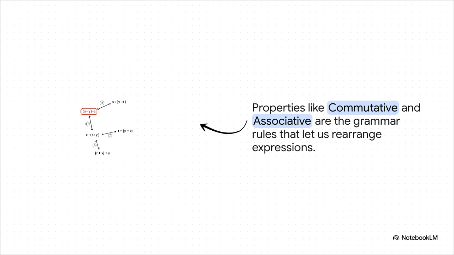The commutative property is super simple. It just says you can add or multiply numbers in any order you want. 2 plus 3 is the exact same as 3 plus 2. Then there's the associative property, which says you can group numbers in any way. So adding 2 plus 3 first and then adding 4 is the same as adding 2 to the result of 3 plus 4. These rules give us a ton of flexibility.